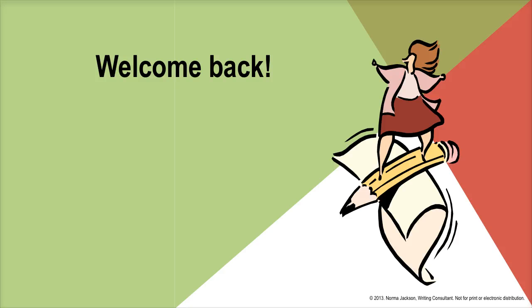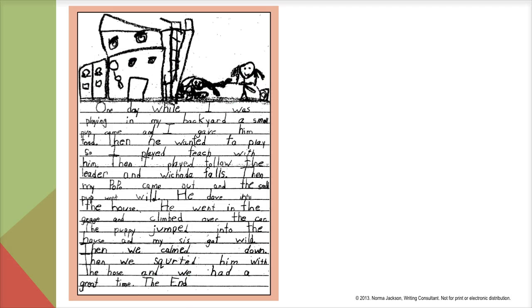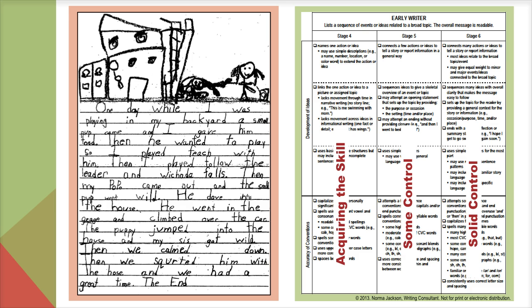The 3-step scoring process will get faster the more you use it. Let's see how you did on the sample you scored. This writer retells an experience with a stray dog. All of the ideas stick to the topic, but none of the ideas is developed with any detail. This is indicative of an early writer.